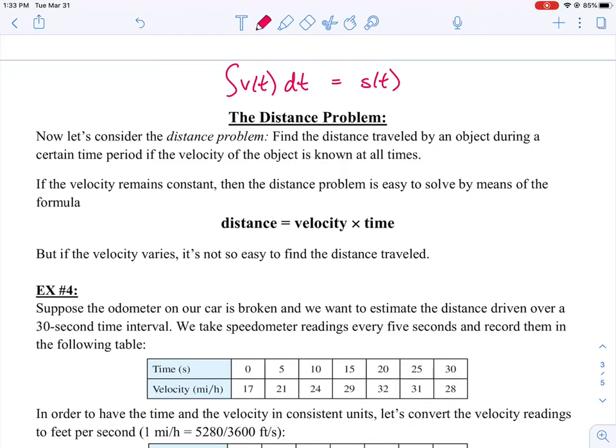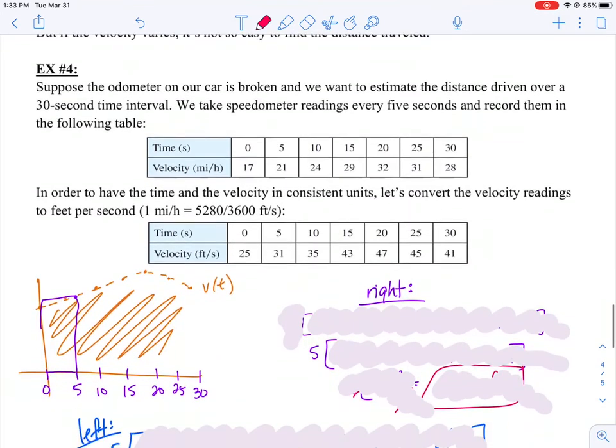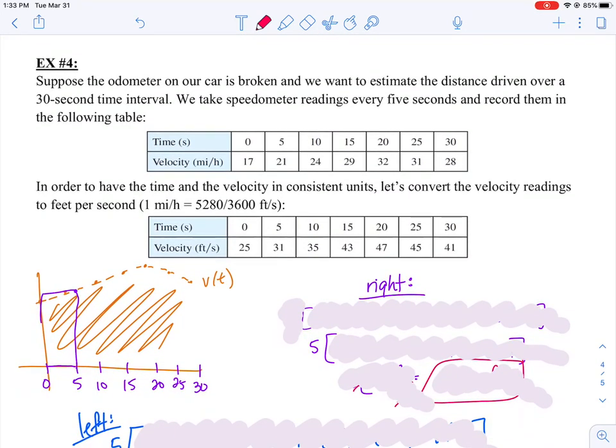So what we can do is we can use our Riemann sums, our rectangles, and we can estimate the area underneath the curve, which is the same as the antiderivative. So let's look at example number 4. Example number 4 says, suppose the odometer on our car is broken and we want to estimate the distance driven over the 30-second time interval.